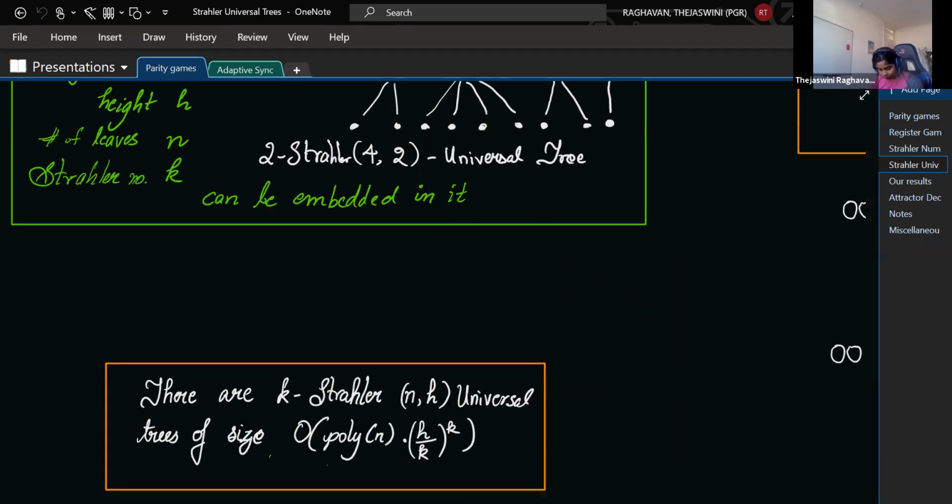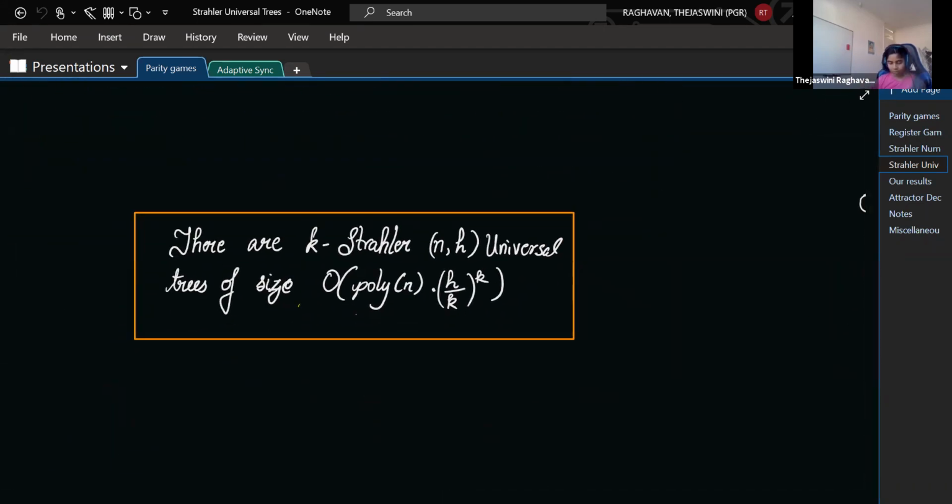Okay, and we were able to show that there are k Strahler n,h universal trees of size as follows, which is polynomial in n and h over k to the k.